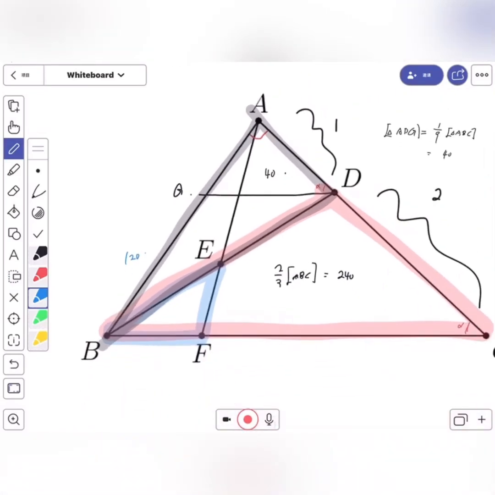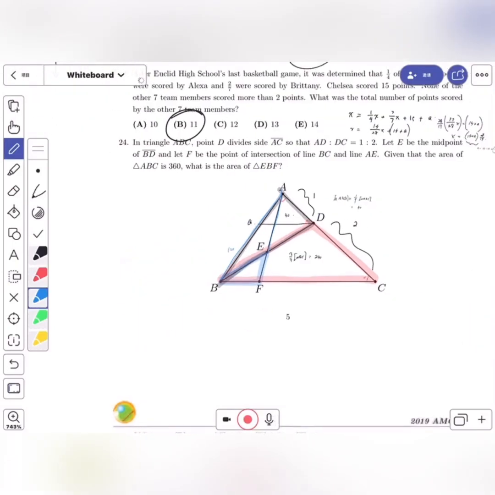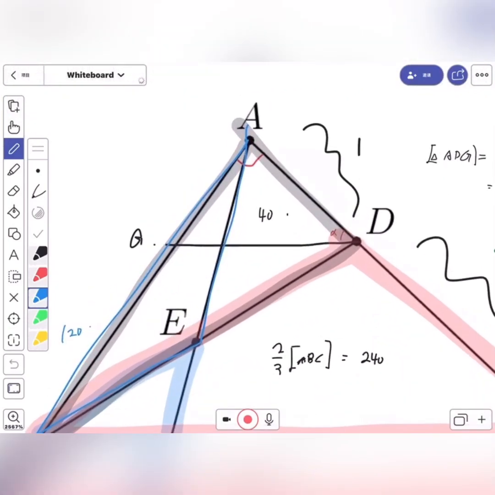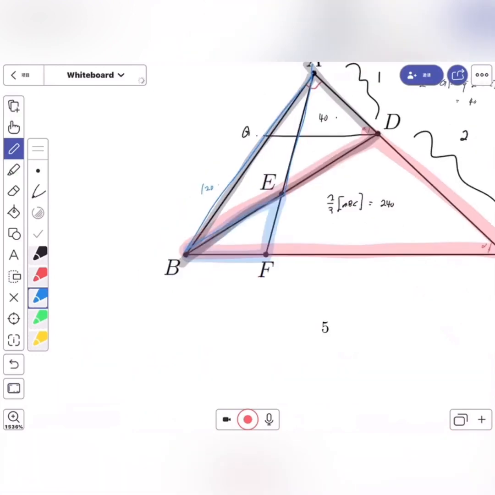So now, can we try to find this triangle over here? Well, we also know the ratio of BE to ED, which is 1:1. So essentially, the area of triangle ABE is going to be the same as the area of triangle AED, which is 1/2 times the total area of them, which is triangle ABD, which is 60.